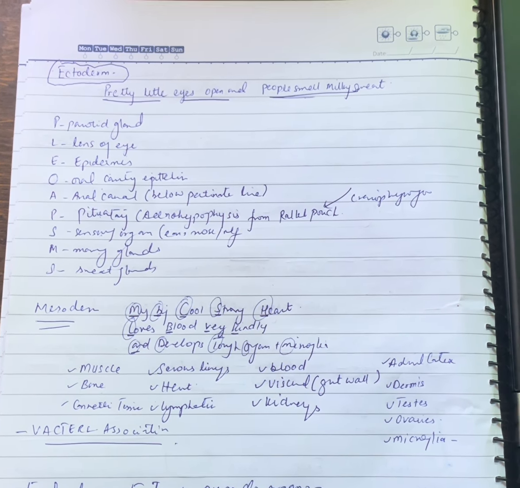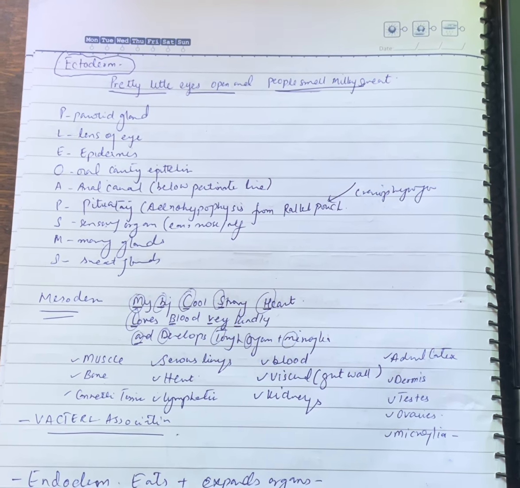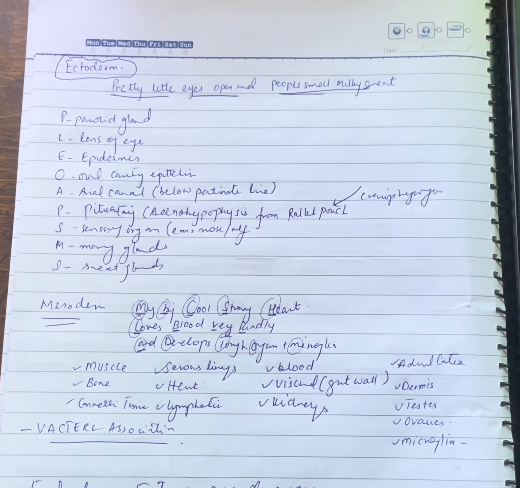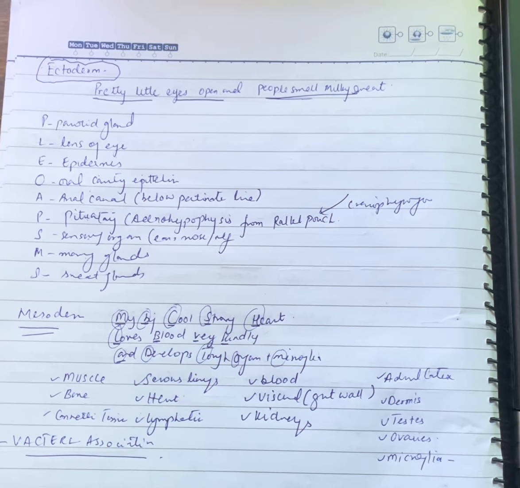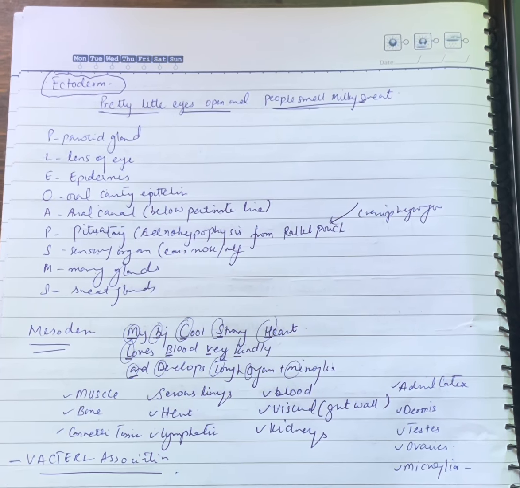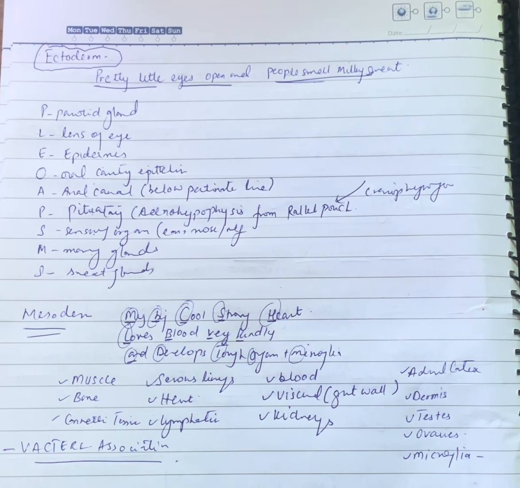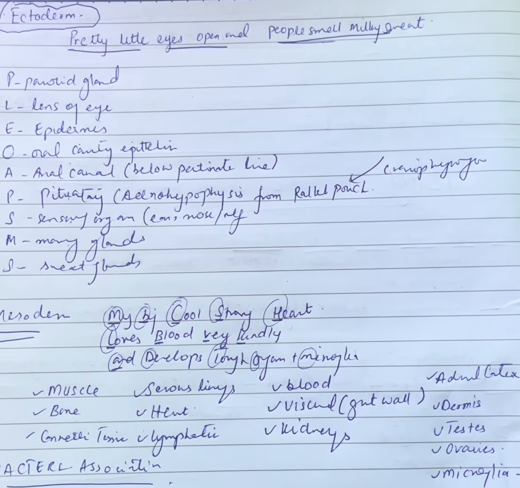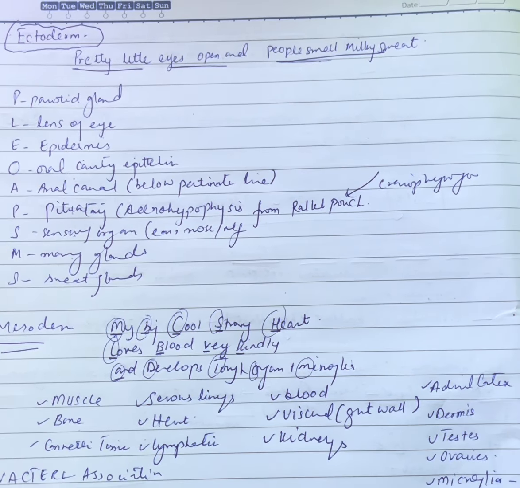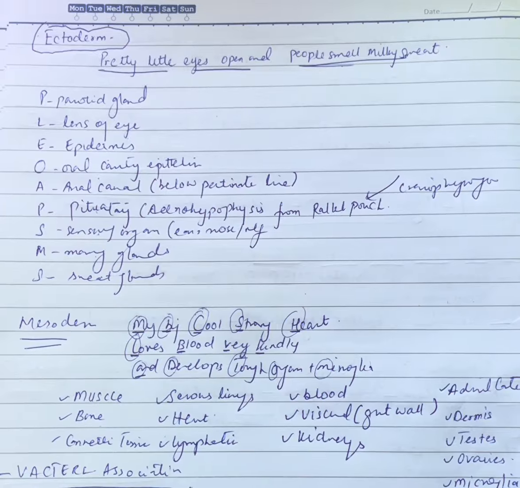P is for the pituitary, that is the adenohypophysis from Rathke's pouch, and there is one benign tumor of Rathke's pouch, craniopharyngioma, which you also need to know. And then S is for sensory organs, that is the ear and the nose. The next thing is the M. M is for the mammary glands, and sweat is for the sweat glands. So: pretty little eyes open and people smell milky sweat.